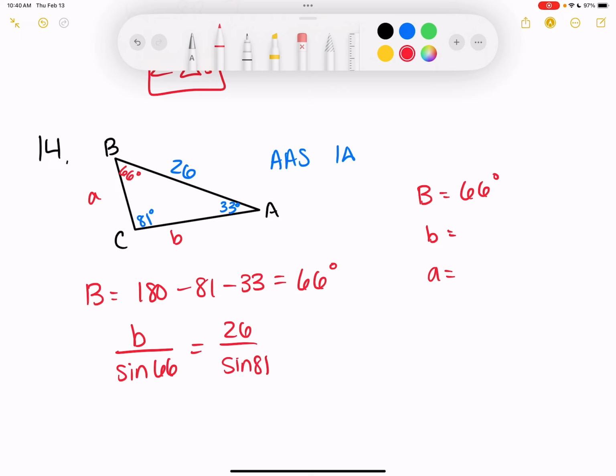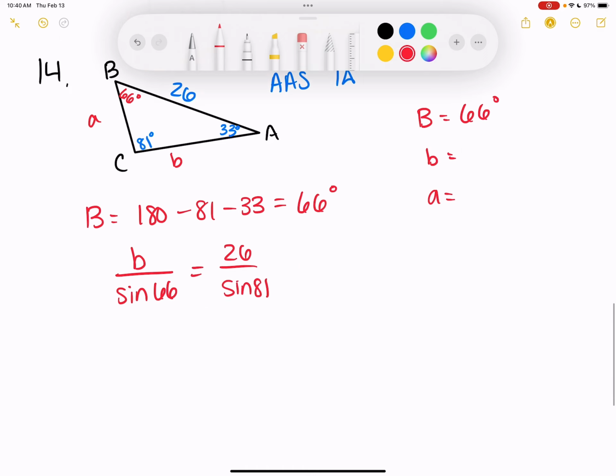So B equals 26. Is that how that works? No. Because they don't have the same denominator. So I'm going to multiply by the sine of 66. So B equals 26 sine of 66 over the sine of 81. And then you put that in your calculator and you tell me what that's equal to. 23.9.